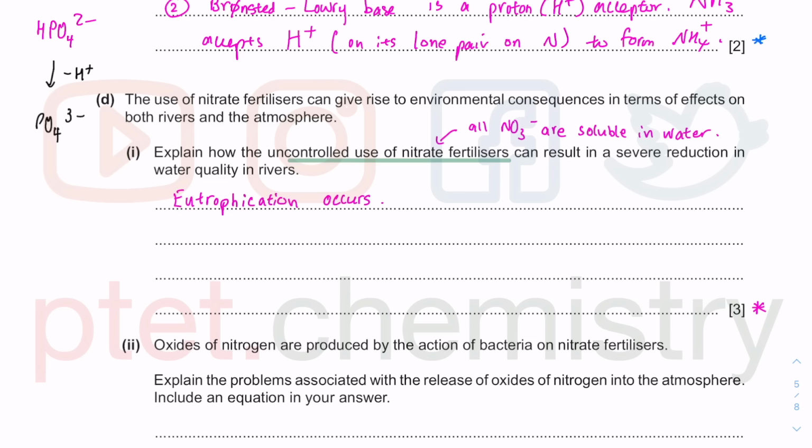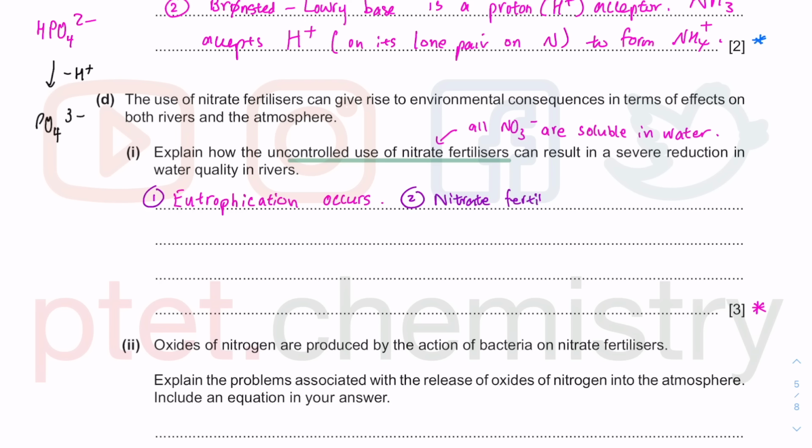So I've just talked about eutrophication. There's no way you can get all the marks just by talking about one thing. You know, exam skills is all about content. It's all about the points of interest. So for 3 marks, you need to have 3 points of interest. So if that's my first point, I need to describe what is eutrophication, because it leads to a severe reduction in water quality. So when that happened, then we get nitrate fertilizers will encourage.